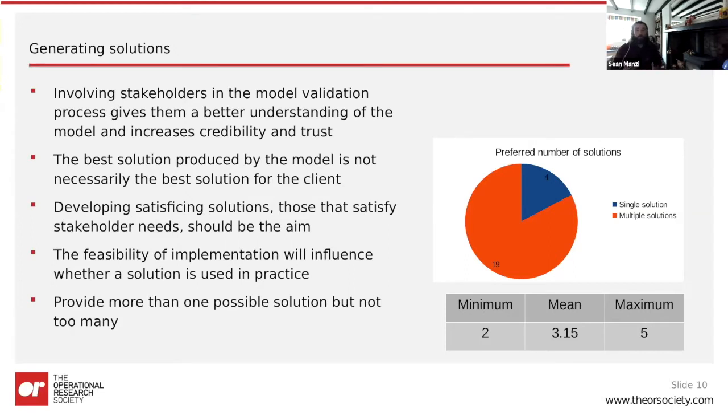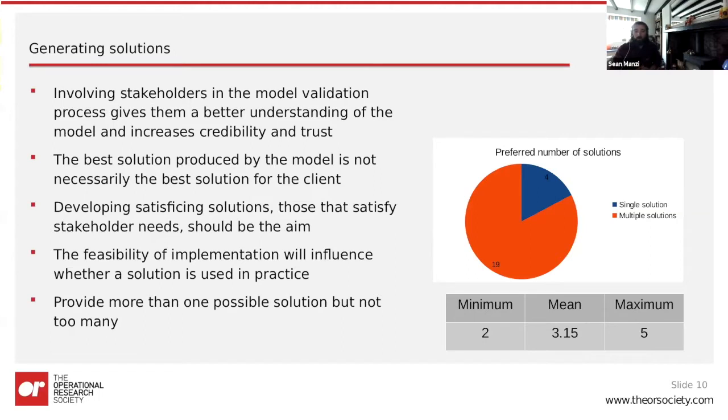The feasibility of implementation will influence whether a solution is used in practice. So coming up with, in the case of a hospital, a solution that needs 20 more staff is definitely going to be less appetizing to a client than one that perhaps requires investment in only one new piece of equipment. There's always going to be trade-offs.